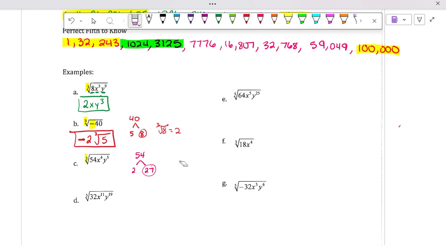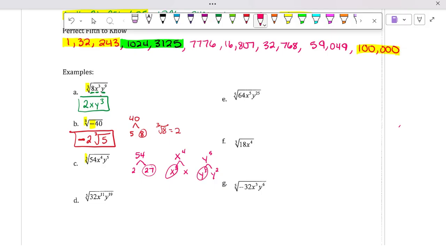So another way you can think about it is you can break down x to the 4th into its perfect cube, which is x cubed, times just a singular x. And then lastly, y to the 5th, same thing. Y to the 5th we can break down into a perfect cube, which is y cubed. And then we're left over with a y squared, because 3 plus 2 is 5. So that's my perfect cube.